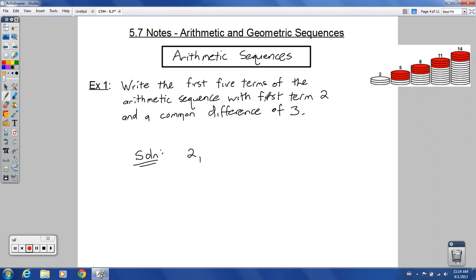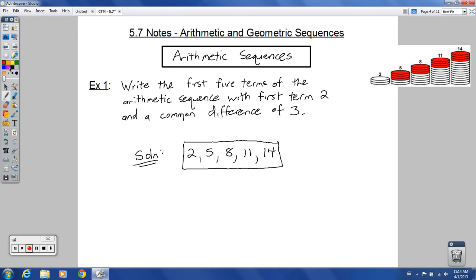A common difference is 3. That means the difference from one to the next is a positive value of 3, positive 3. So 2 to the next one, I should be adding 3 to that, I would get 5. Keep that pattern going, add 3 more, I get 8. Get 11, and the 5th term finally would be 14. So this is our sequence with the first 5 terms, and this would be my answer. That would be all I have to do for something like that.